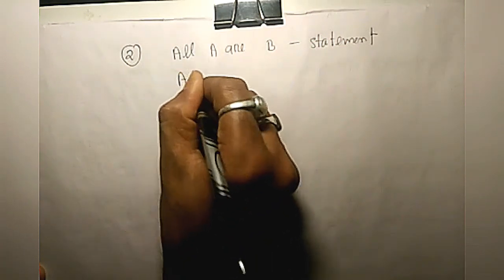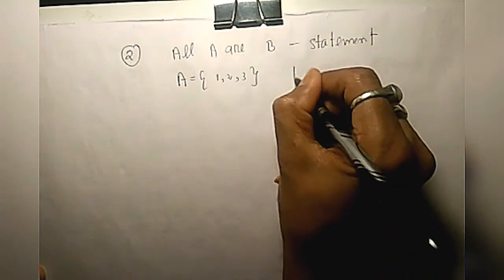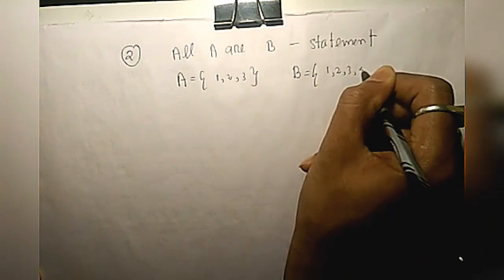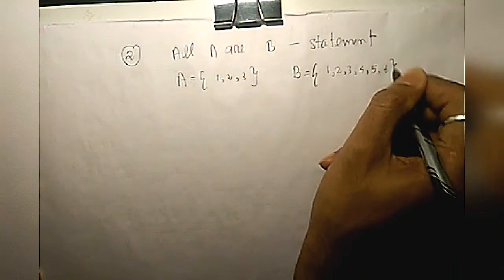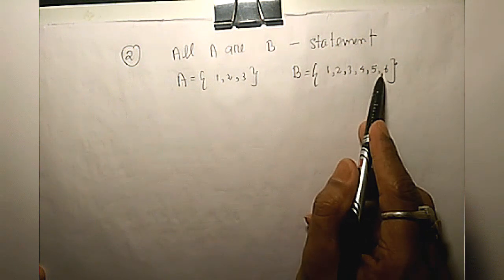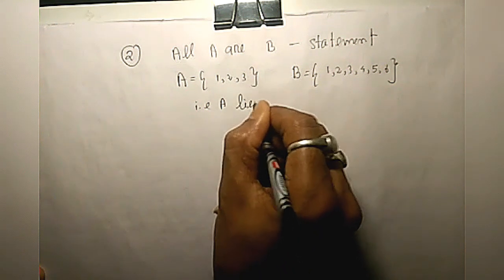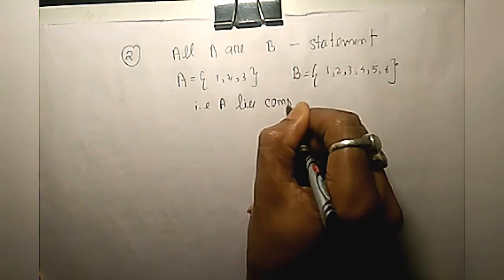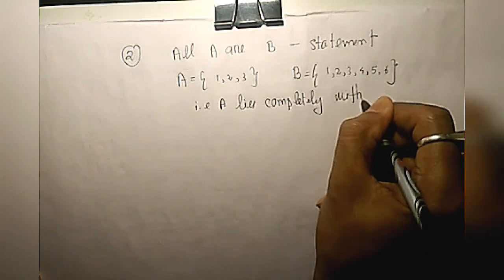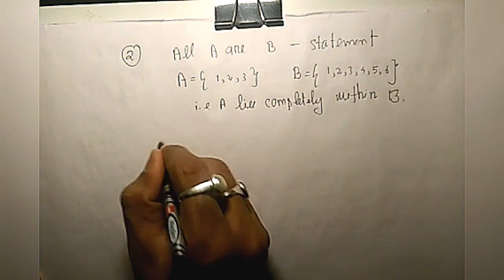For example, A equals 1, 2, 3 and B equals 1, 2, 3, 4, 5 and 6. So we have seen that the set A, or the group A, completely lies within B, because the elements of A are 1, 2, 3, and the elements of B are 1, 2, 3, 4, 5, 6. It means A completely lies within B.